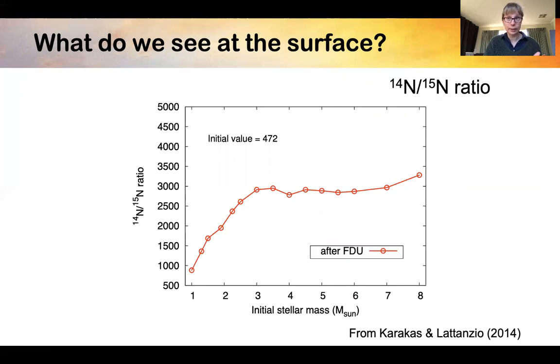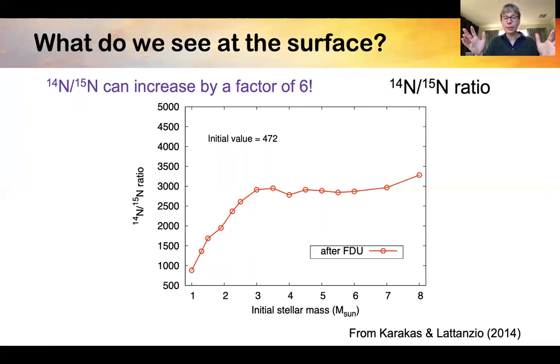So I took here the initial proto-solar value ratio around 470. And as a result of first dredge-up mixing, you notice that that ratio goes from roughly 470 and increases by almost an order of magnitude in some cases, up to a factor of 6. Again, two things are happening here. The base of the convective envelope is reaching a region of the star where nitrogen 15 has been destroyed. And second, it's reaching a region where nitrogen 14 has been produced as a result of CNO cycle reactions. So nitrogen 15 goes down, nitrogen 14 is increased, and the overall ratio really increases by a considerable amount.